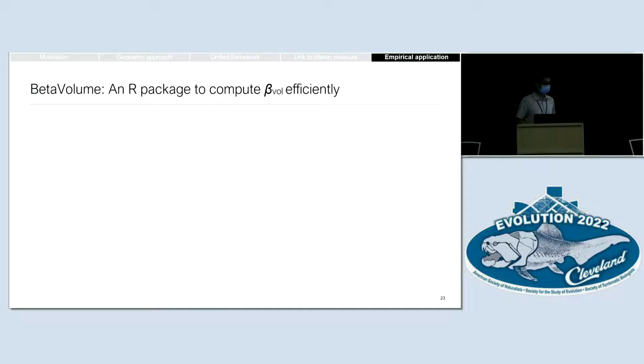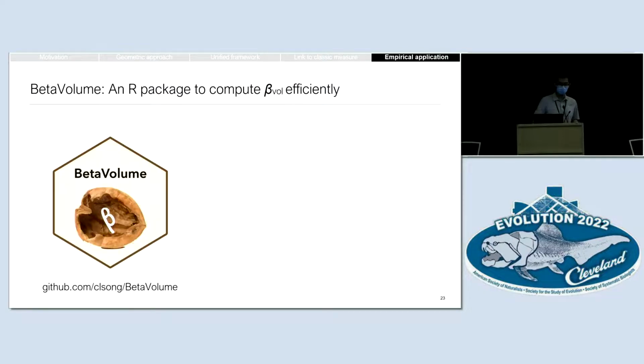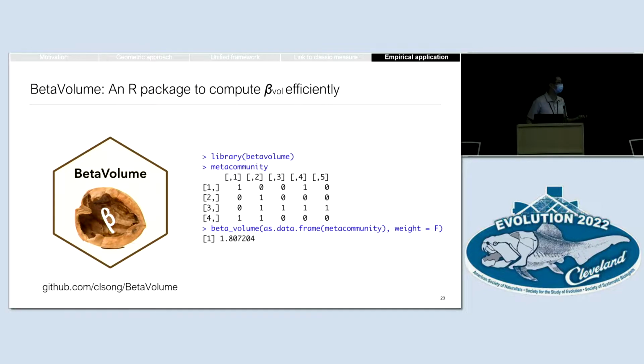Okay, so enough with all the boring theories. Let's see how this new measure can tell something new about beta diversity. Of course, in order to apply it to real data, we must have an efficient way to do it. So we have written an R package that allows us to compute this beta volume very efficiently. It works very fast even for thousands of species. It's very easy: just load the library, give whatever favorite metacommunity you have, and call this function beta volume, and you will get the beta volume for the metacommunity matrix.